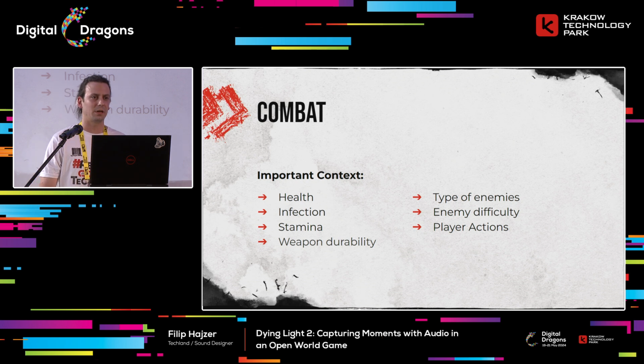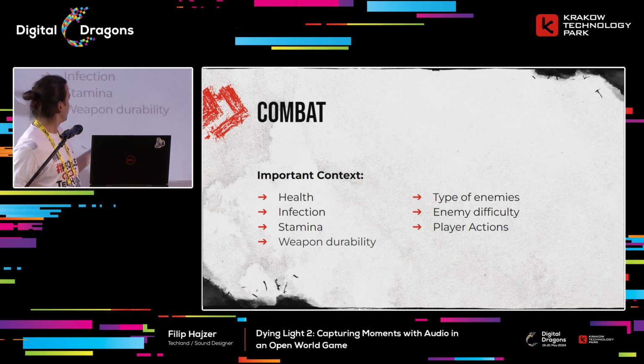So we start the design by making a list of context that will be important in a combat scenario. Health and infection are important because player is trying not to die. And stamina and weapon durability is important because player is trying to kill. And both of those are scaling the level of damage that player can deal, right? So if we have low weapon durability, that means that we will not deal enough damage in combat.